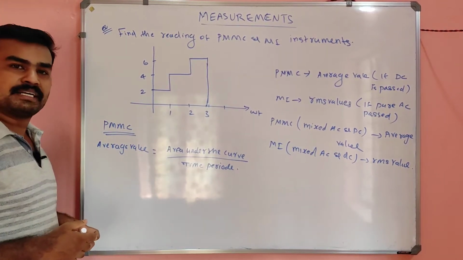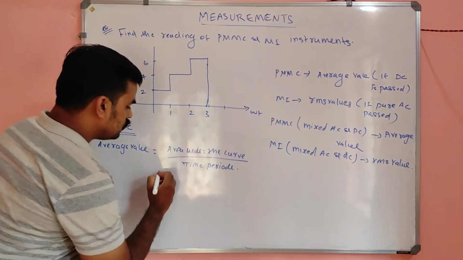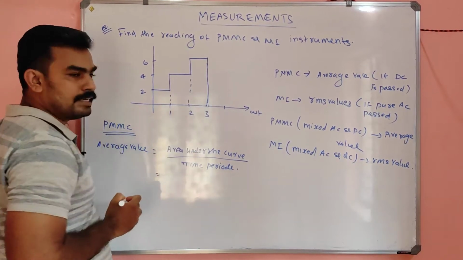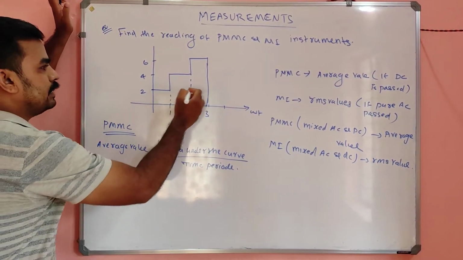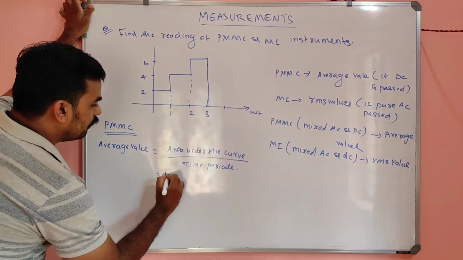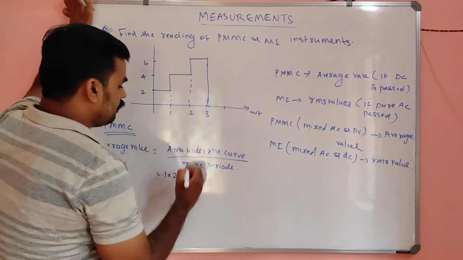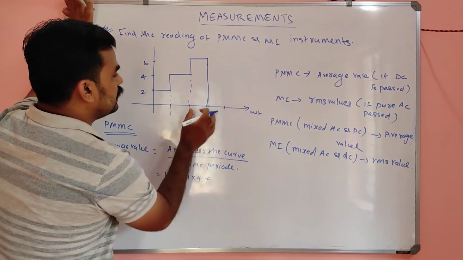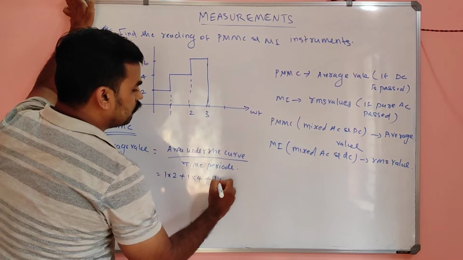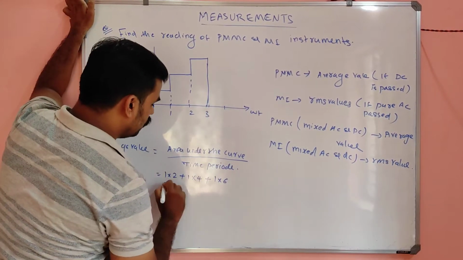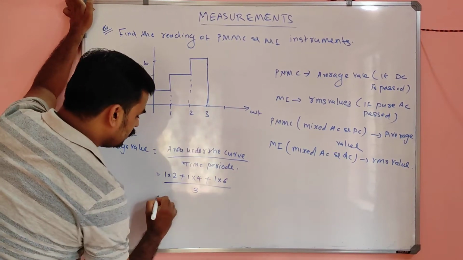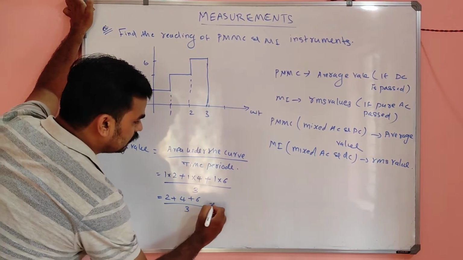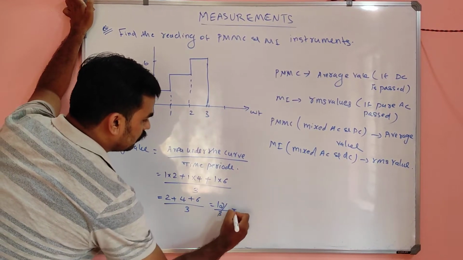So area under the curve divided by time period. What is the time period here? It is 3. So let's see the area. I can divide this into so many rectangles. This is the first, the second and third. First area will be 1 into 2, plus second area 1 into 4, plus third area from 2 to 3, 1 into height 6, whole divided by the time period, which is 3. So it becomes (2 plus 4 plus 6) divided by 3, which is equal to 4.